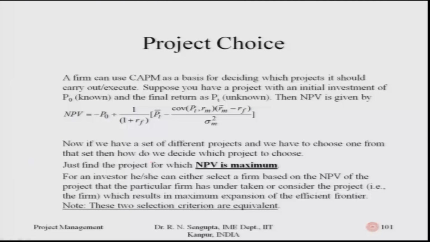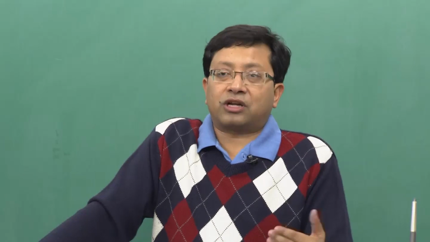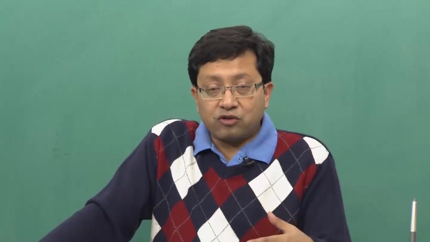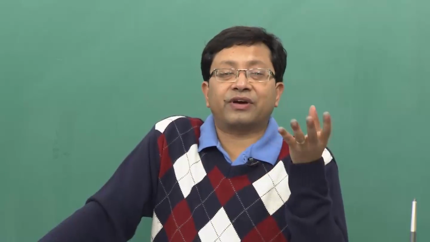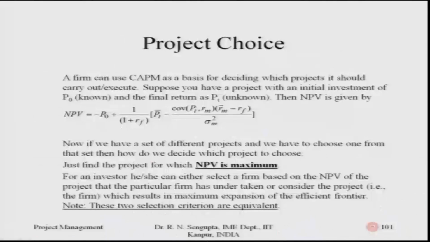A firm can use the CAPM model as the basis for deciding which projects it should carry out or invest in. Suppose you have a project with an initial investment of P naught, which, as I mentioned in the last two slides, is known beforehand because you are trying to invest, and suppose the final price PT at whatever time period is unknown. Then the net present value is basically the expected value of the overall project as of now, given by the difference of two terms.